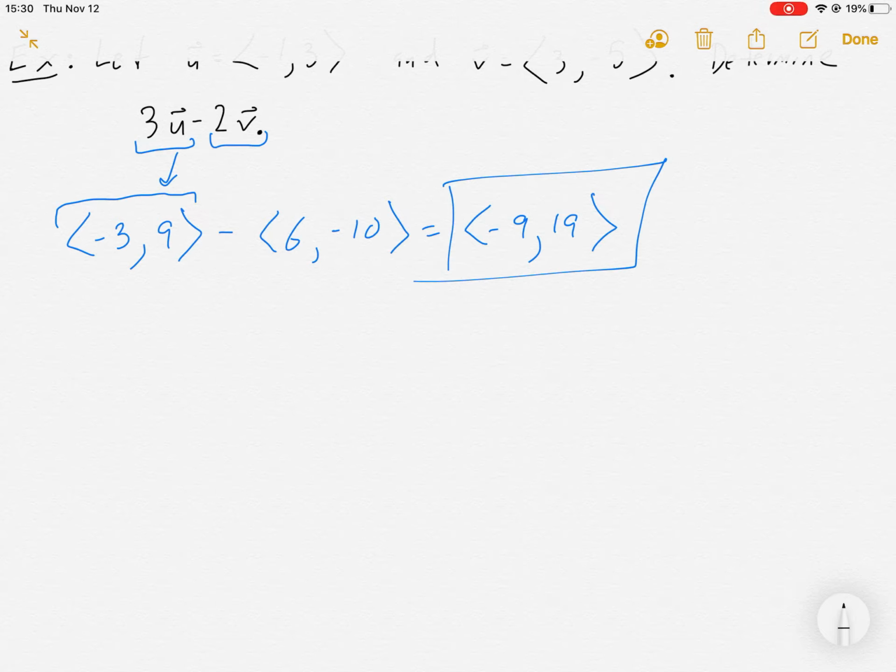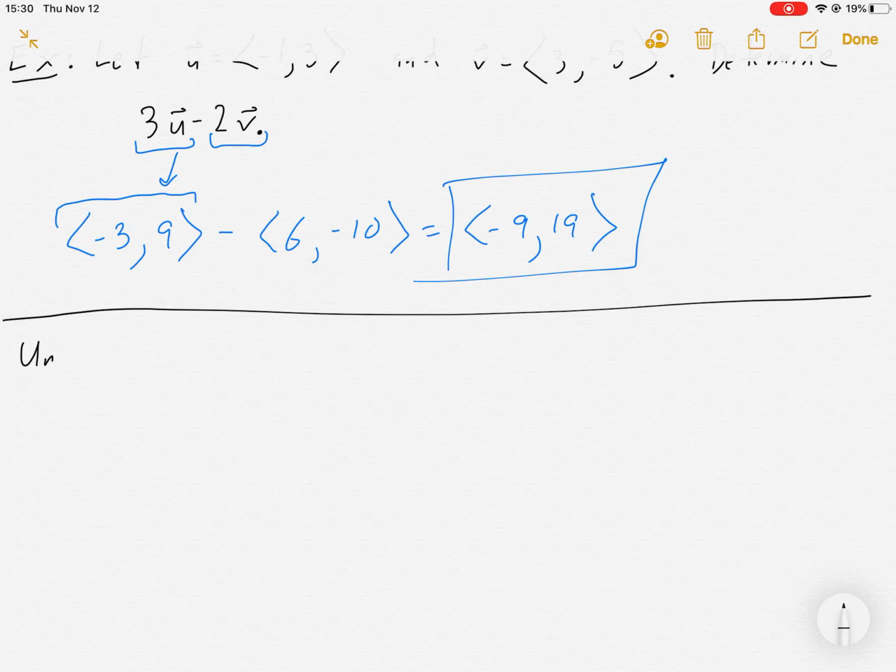Next up, we're going to look at something called a unit vector, and we're also going to look at an alternate form that we can write vectors in. So first of all, let's just talk about what a unit vector is. And really all this means is we have a vector, any vector with a magnitude that equals 1.